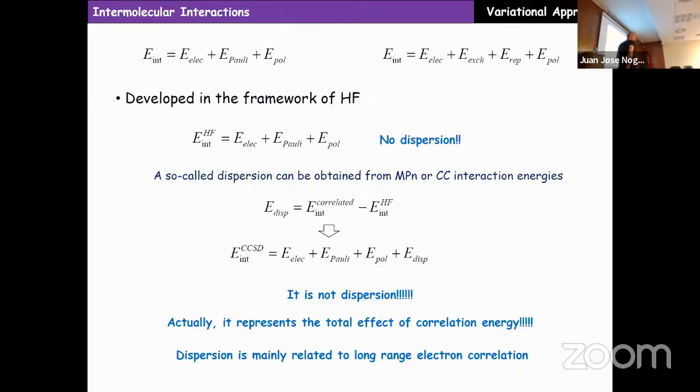What happened with the dispersion energy in a variational scheme? Because variational schemes always rely on single determinant wave functions. Okay, we can do it at Hartree-Fock level, with a Hartree-Fock wave function, or we can do it with DFT. So we have the Kohn-Sham DFT, we have the Kohn-Sham wave function. Okay. So first, in Hartree-Fock, we have electrostatic, Pauli, and polarization, which is only induction.